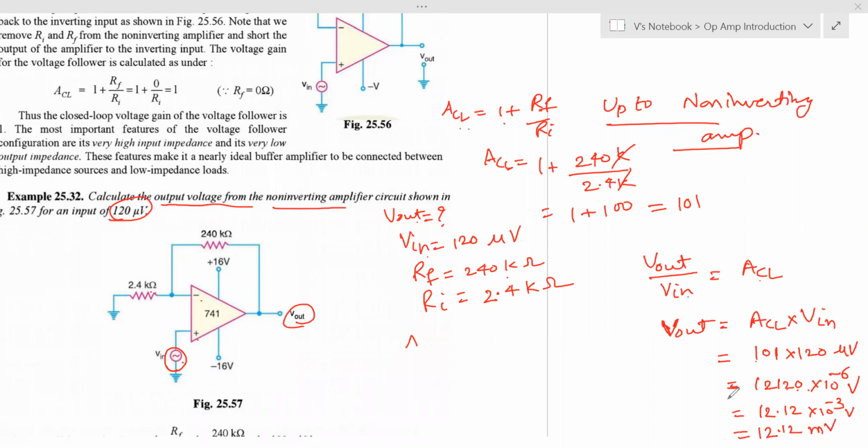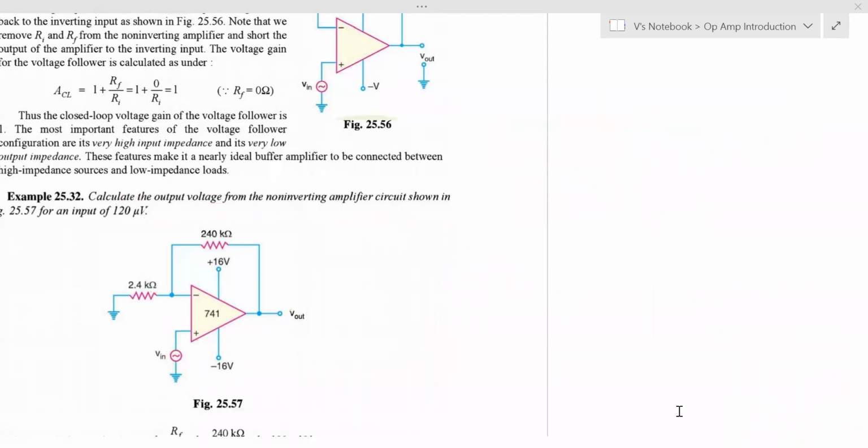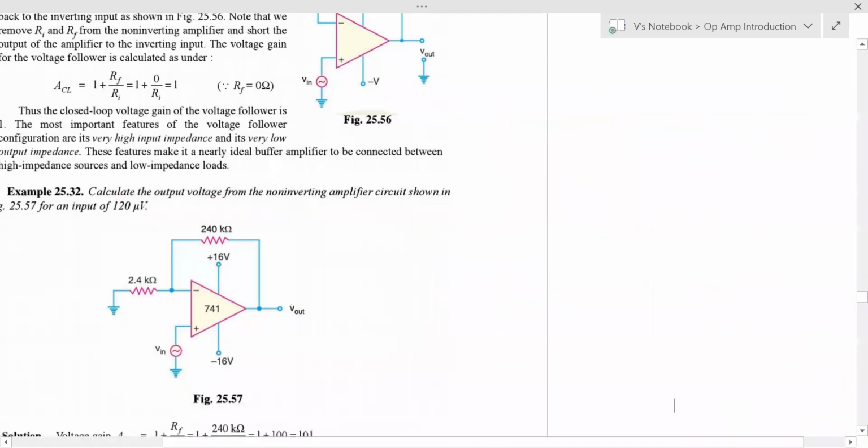But it is practice in general that convert it as simple as for the reader to read it. Okay, so 12.12 millivolt is readable instead of this one. That's the purpose only. That's why we convert it into different units. Okay, very simple problem. Let us see next problem.